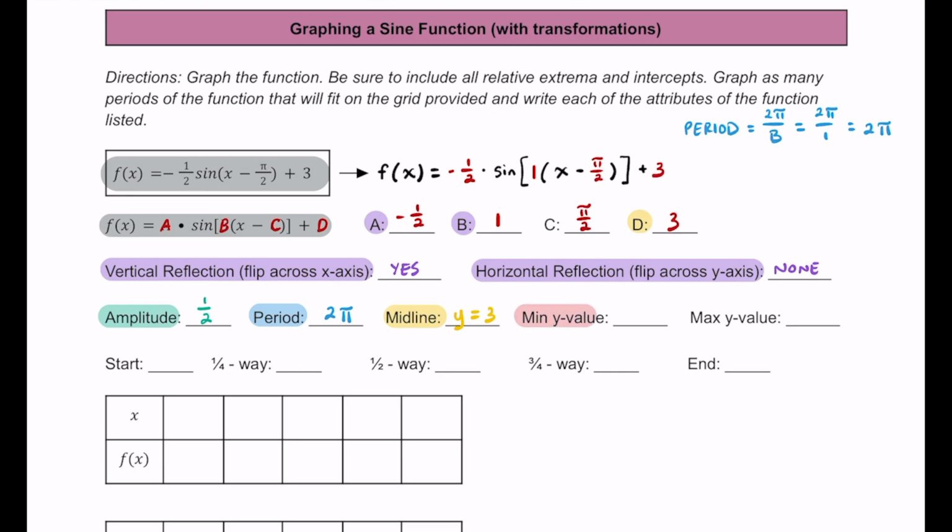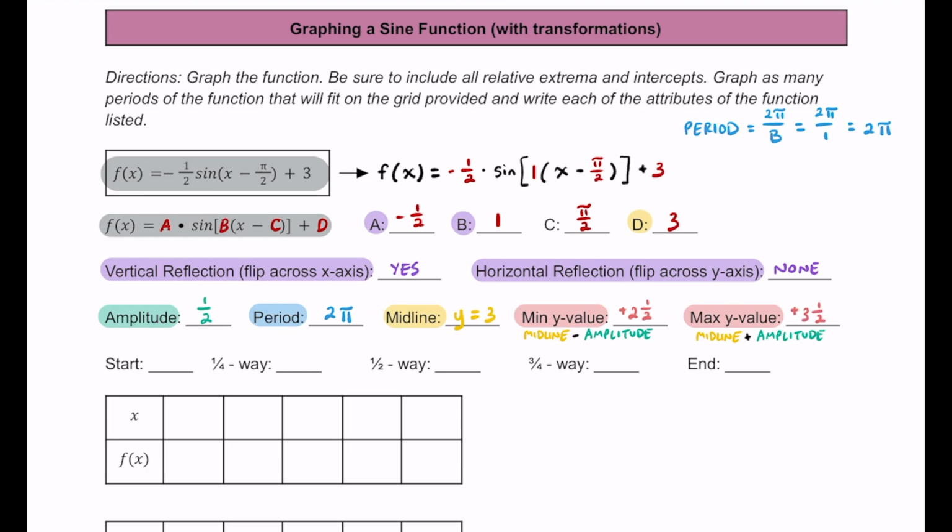Now let's go ahead and talk about the minimum y value and the maximum y value. For the minimum y value, that's going to be the midline minus the amplitude. So the midline is 3. Take away 1/2, that's going to be 2.5. So that's going to be the minimum y value, positive 2 and 1/2. And then for our maximum y value, that's going to be the midline plus the amplitude. So that's going to be 3 plus 1/2, and that's going to be positive 3.5.